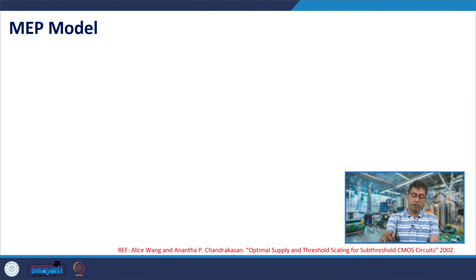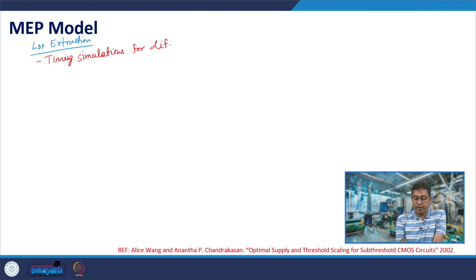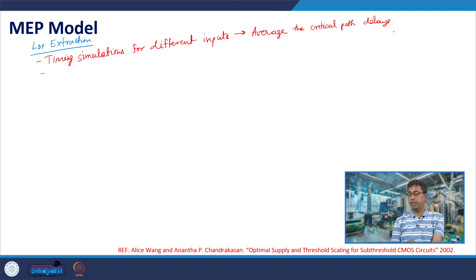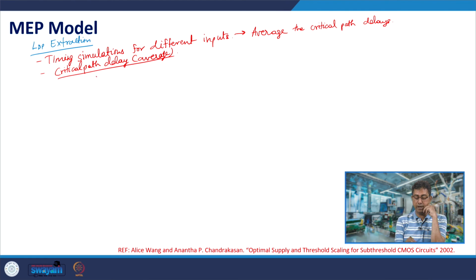How do we find out LDP? For LDP, we run timing simulations and find out critical paths for different inputs. Take the average timing simulations for different inputs, and average the critical path delays for all these timing simulations with different inputs. Now, the average critical path delay divided by the delay of the reference inverter is the logic depth of the system. So, using these three, when we know the activity factor, we can find out the optimum value of VDD or the minimum energy point.